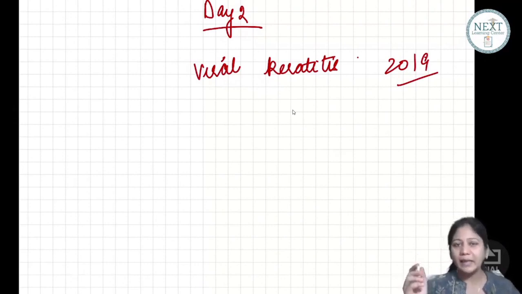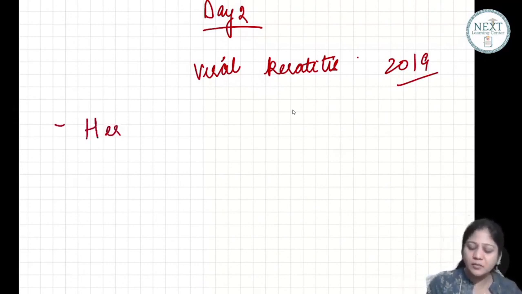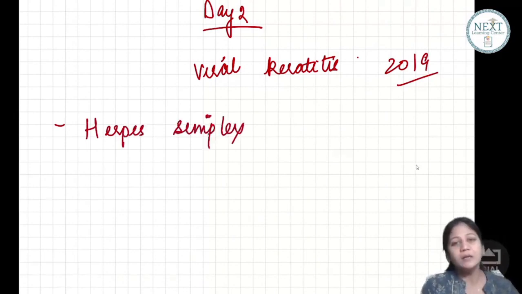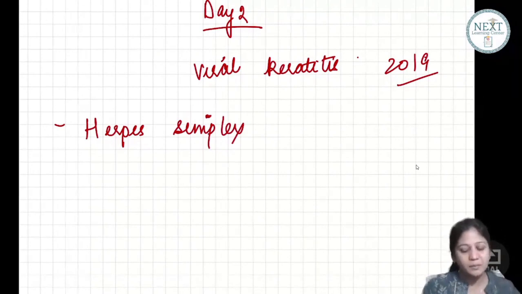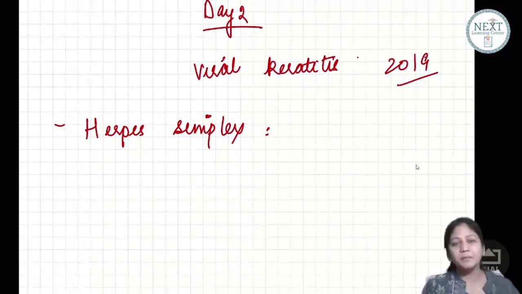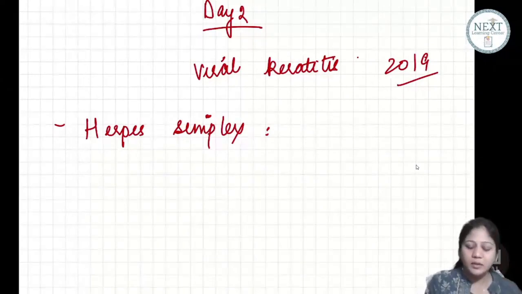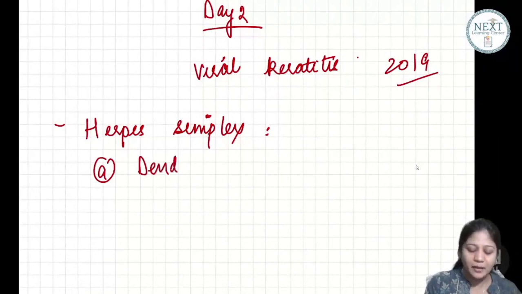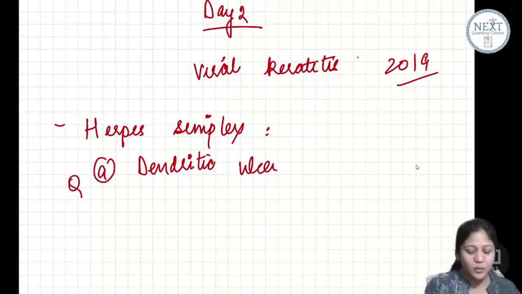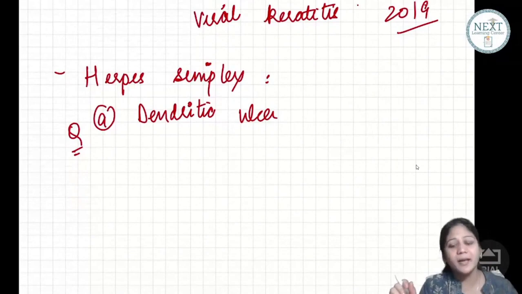Now guys, in viral keratitis we have to read 2 types of virus. The first one is herpes simplex virus. The other one is herpes zoster. So first we will read about herpes simplex virus. Herpes simplex causes 2 types of keratitis, 2 types of corneal ulcers. The first one is called the dendritic ulcer, and the questions are mostly on this. This was the question asked in 2019.